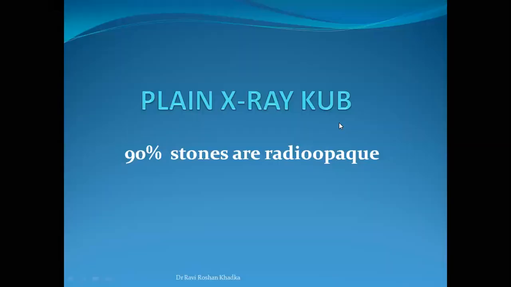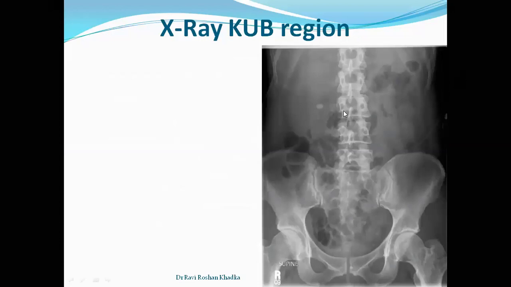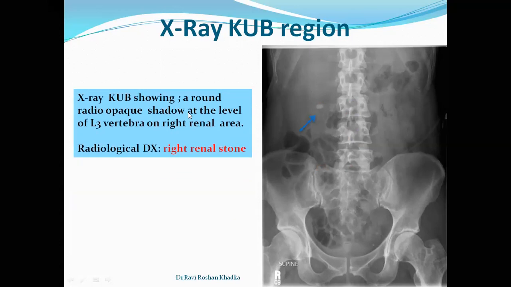Now, plain X-ray KUB. Most of the stones are radiopaque, either poorly radiopaque or normal radiopaque. Most of the stones are radiopaque, 90%. See here, there is a radiopaque shadow you can see here. How to count? So this is the sacrum, so this is number 5, 4, third. So what you can say is that there is a radiopaque shadow at the lumbar third vertebra on the right side, right renal region. A single radiopaque shadow is there, so this might be a case of stone in the right kidney.